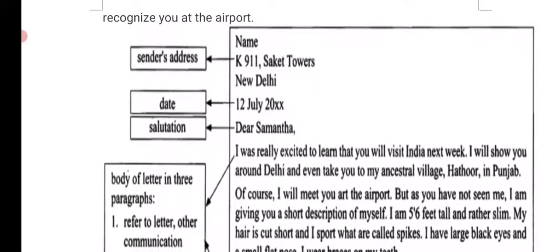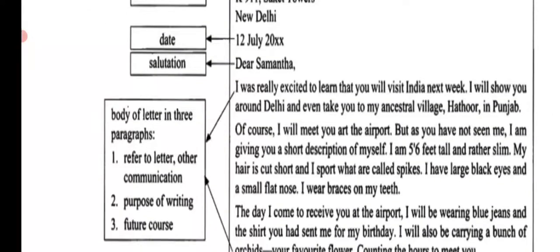You write the sender's address, and then you put the date, and the date has to be put in this manner: 12 July 20. We cross out the year. Never write it with a dash or slash, no dash or slash. You will write it this way. You will not even write July as 07. You will write JULY, right? And then the salutation, dear Samantha, right?